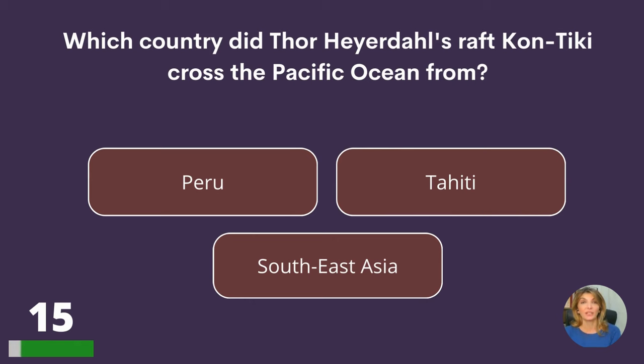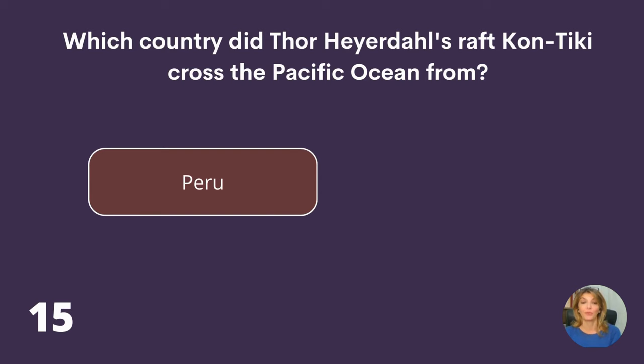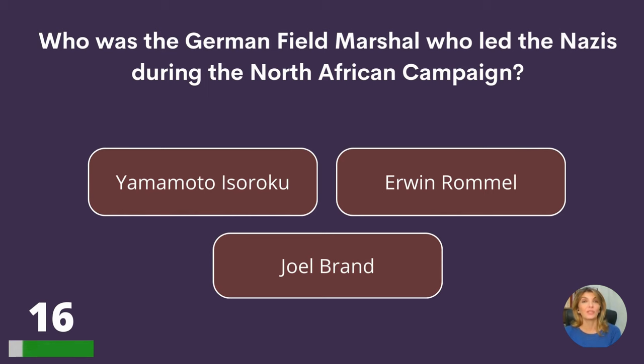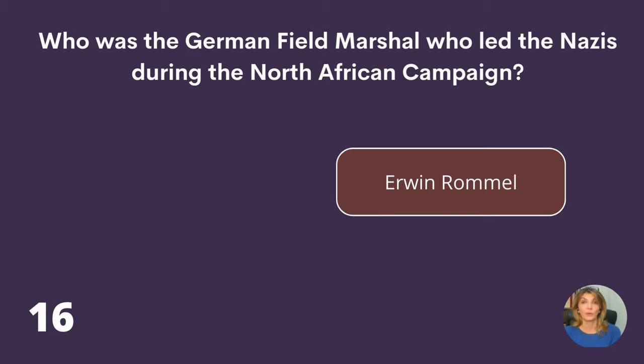Which country did Thor Heyerdahl's raft Kon-Tiki cross the Pacific Ocean from? Peru, Tahiti, or Southeast Asia? Peru. Who was the German field marshal who led the Nazis during the North African campaign? Yamamoto Isoroku, Erwin Rommel, or Joel Brand? Erwin Rommel.